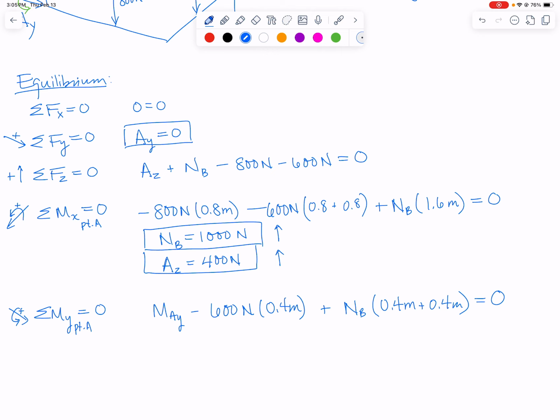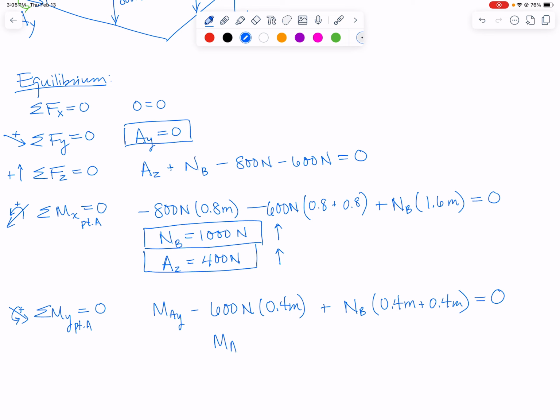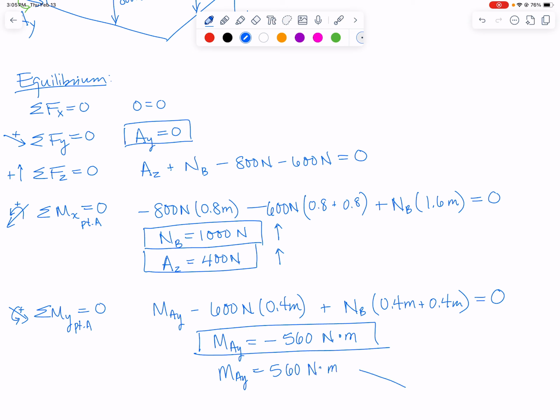Substitute in the 1,000 newtons for NB, and what we get is that the reaction moment, MAY, is equal to minus 560 newton meters. That means MAY is 560 newton meters about the negative y-axis. So you'd have to put your right thumb pointing toward the negative y direction and that is the direction that it would actually rotate. So point your thumb toward the arrow, fingers curl around.